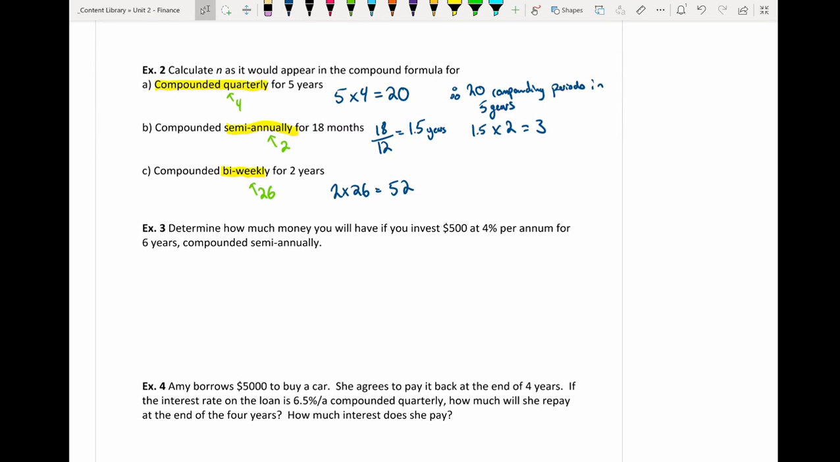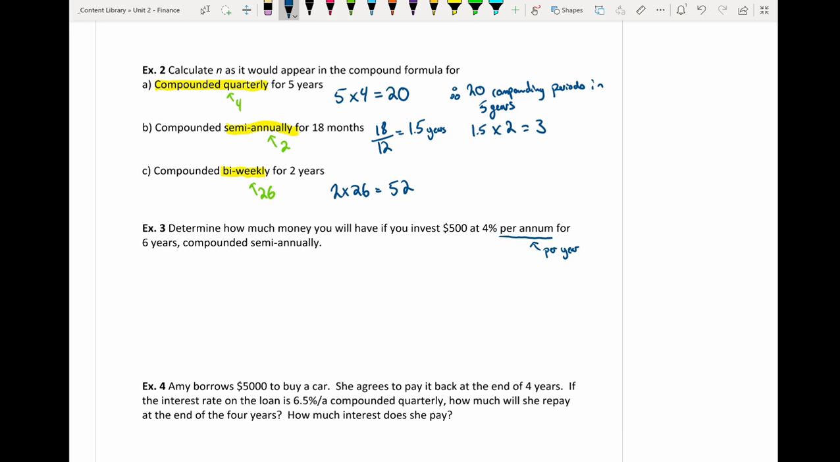In example 3, now we're going to get into a question where we actually have to go through and find the future amount, or the future value. It says, determine how much money you will have if you invest $500 at 4% per annum for 6 years, compounded semi-annually. This per annum part, we may not have seen that before, but all that means is per year. So again, remember I said that the interest rate will be given to you per year, but you need to calculate what the value is per compounding period. That's why we divide it by whatever the compound number is.